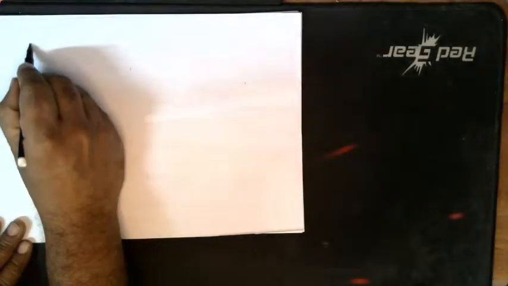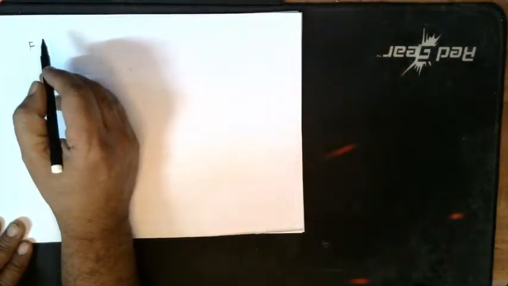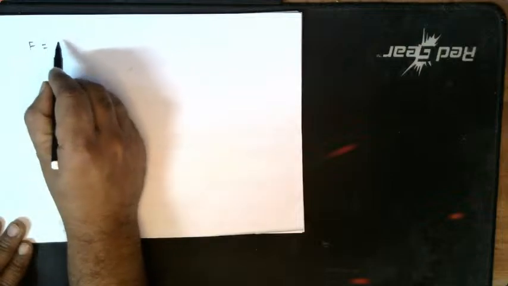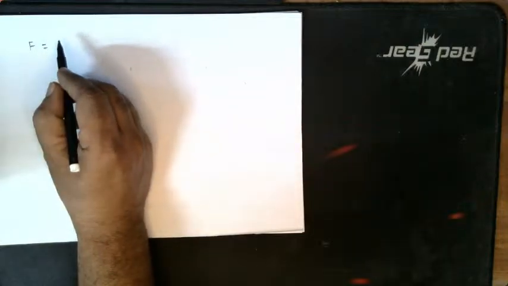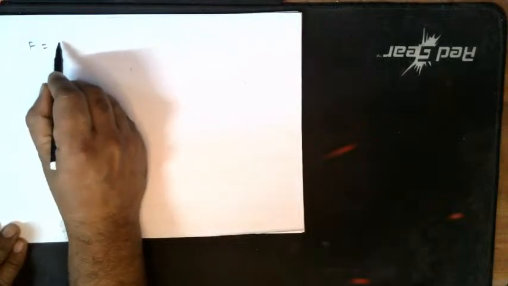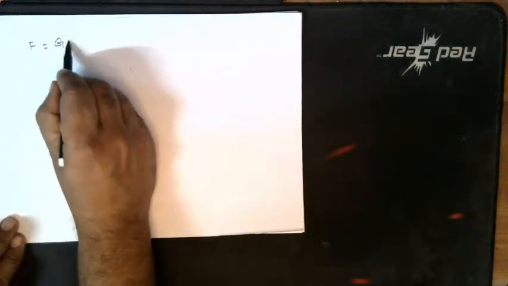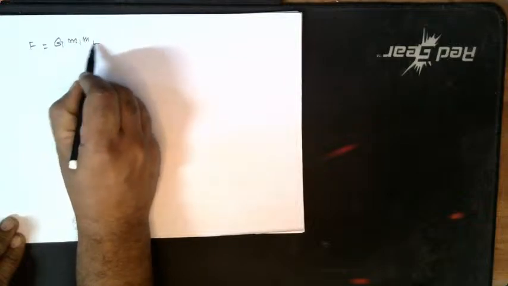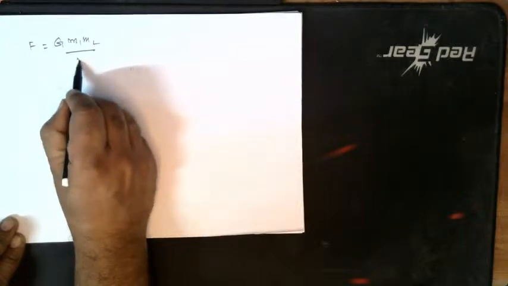Listen here, F is equal to... no, don't write anything on the board. You have to write without referring to my notes. Just follow and imbibe. F is equal to G into M1 M2 divided by R square or D square.